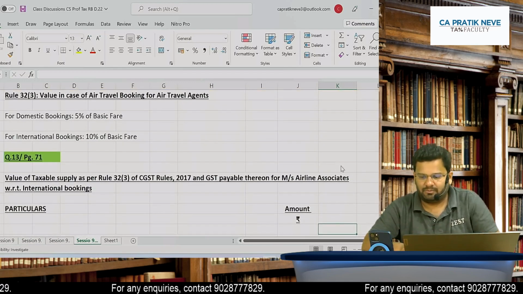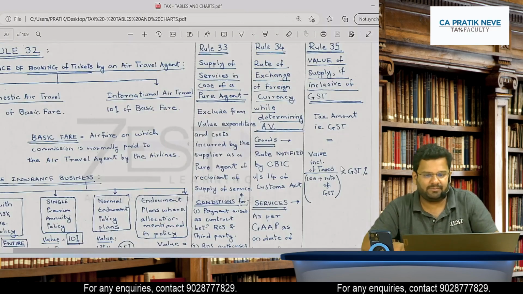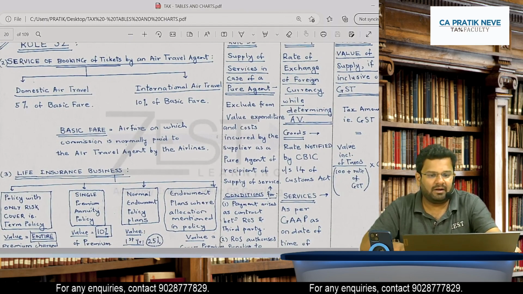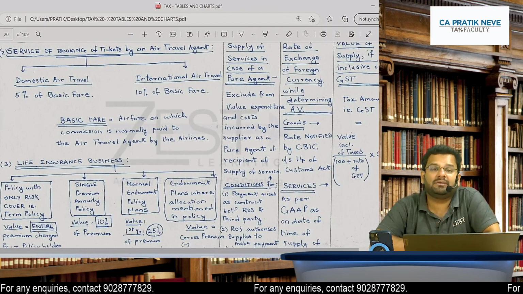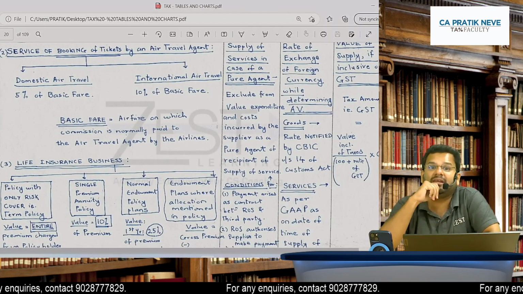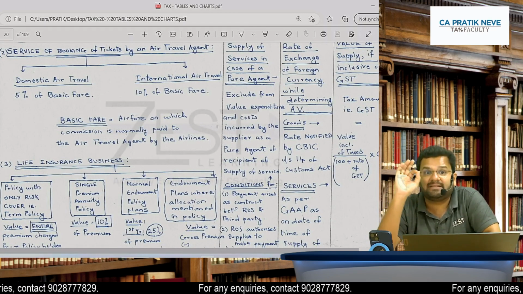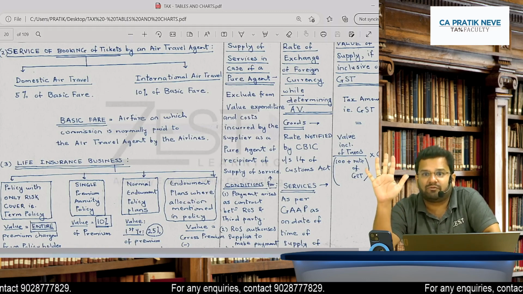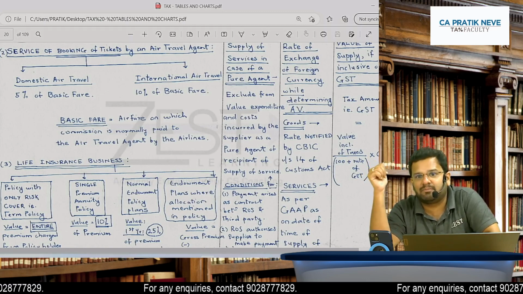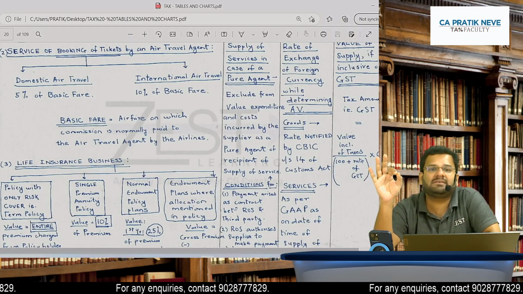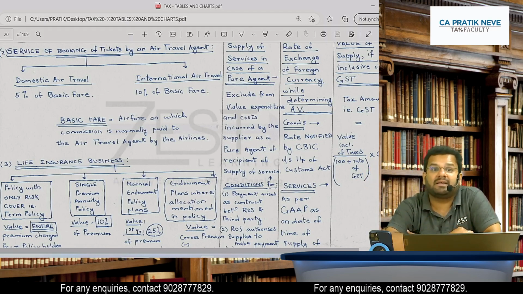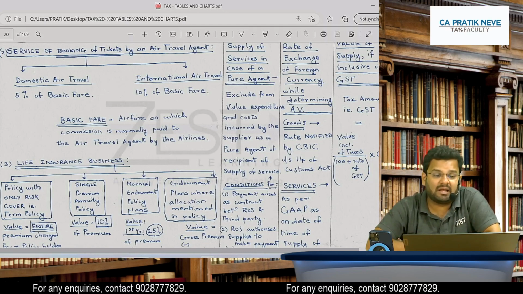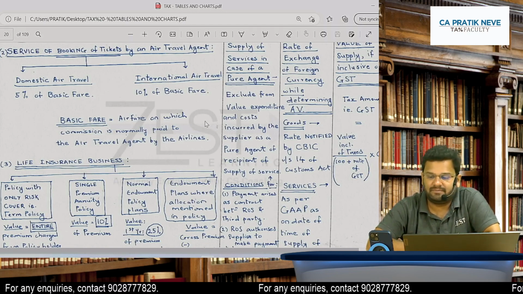Okay, let's go to the next point. Air travel agent. Do you remember, for an air travel agent, the optional basis of valuation is that 5% of the basic fare in case of domestic booking will be deemed as his assessable value, and in case of international bookings 10% of the basic fare. Agreed?